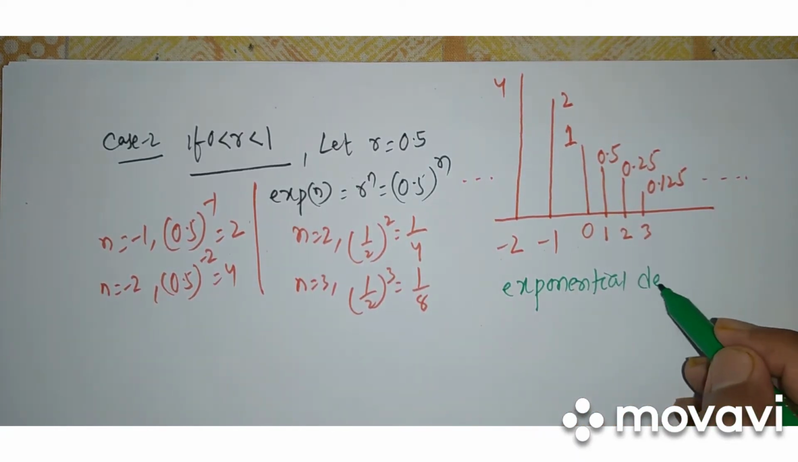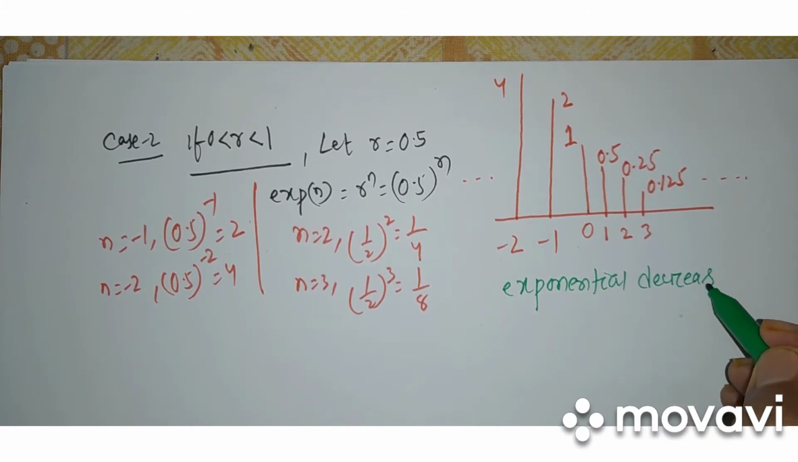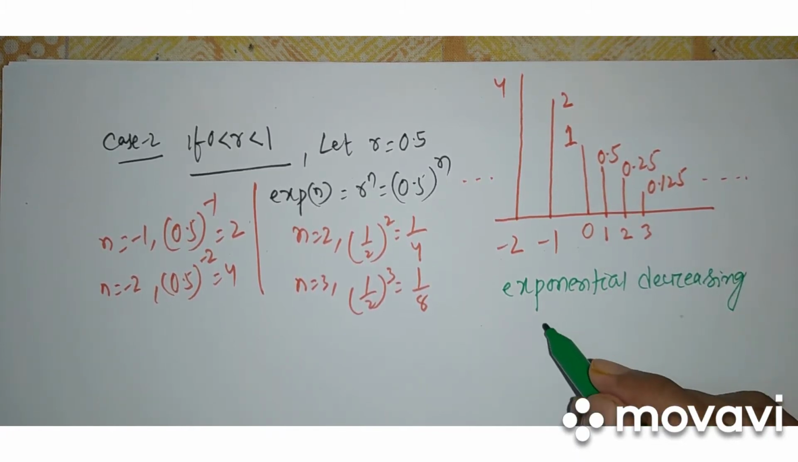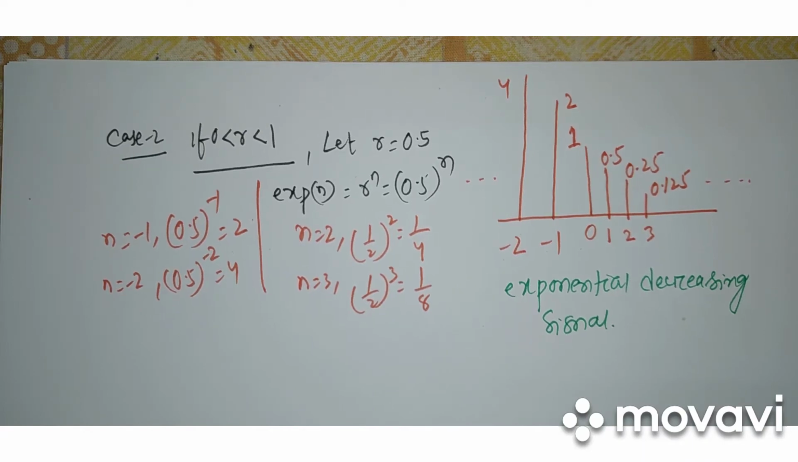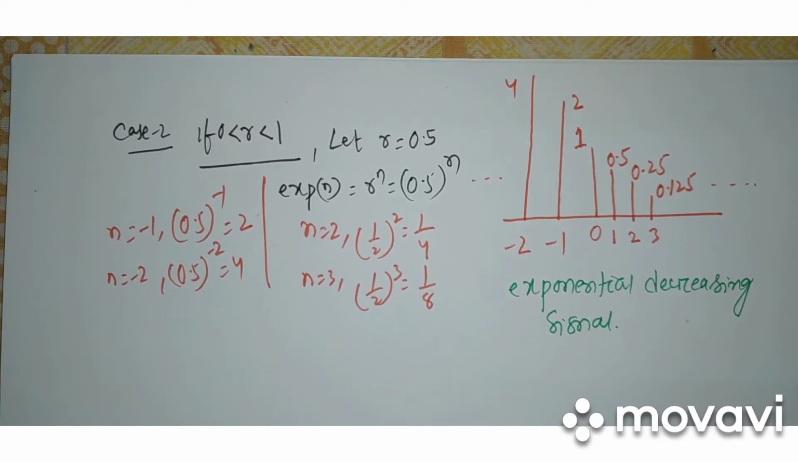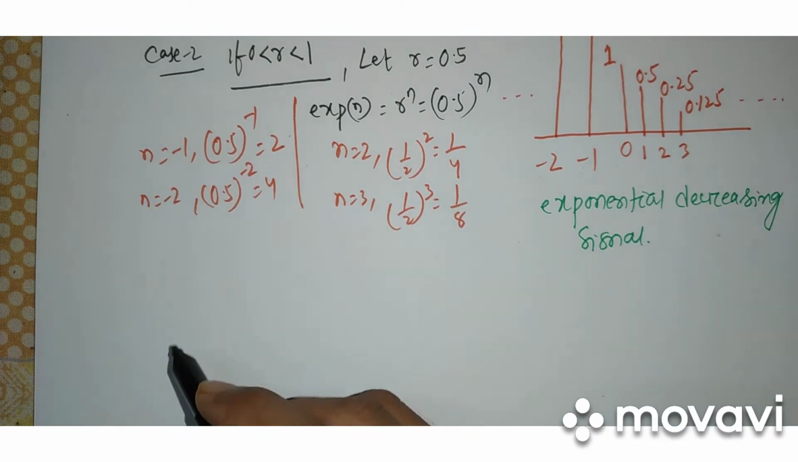Exponential decreasing signal. Clear? Then come to the next case. Are you clear? This is the exponential decreasing signal. Next case.